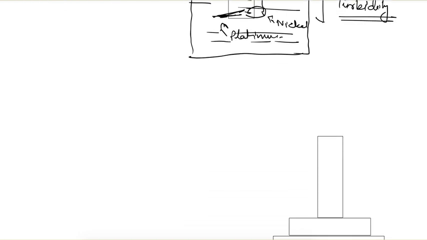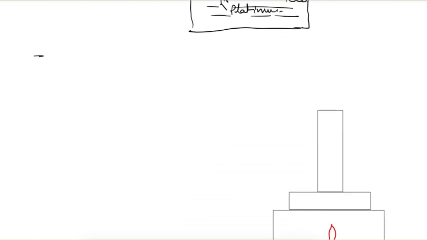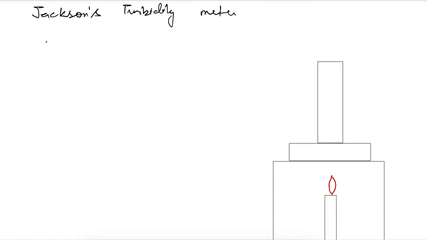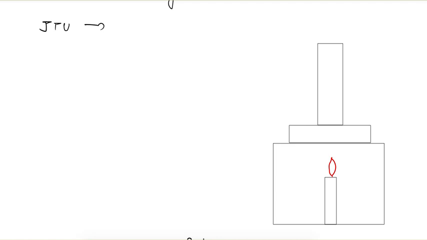After that, the next method we have is Jackson's turbidity meter. This measures the turbidity in Jackson's turbidity unit, or JTU. JTU is related to your silica units, the standard unit we just saw.